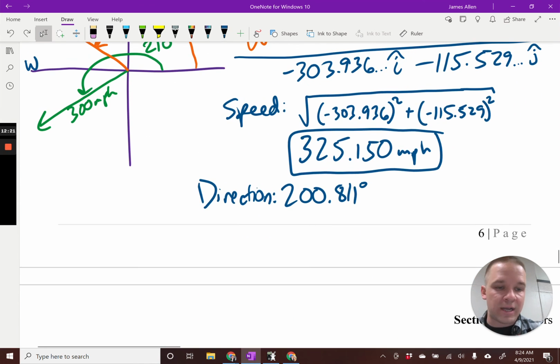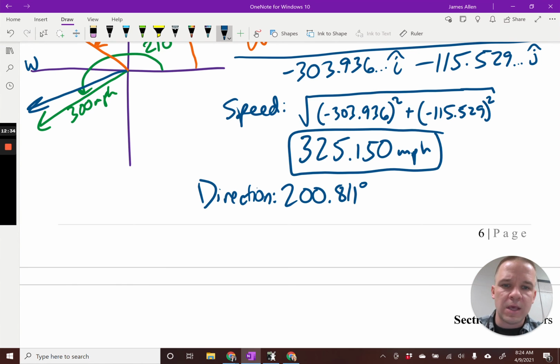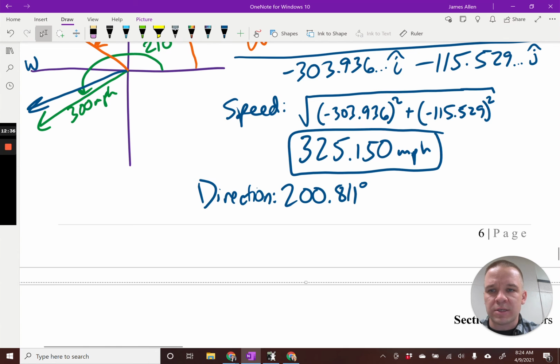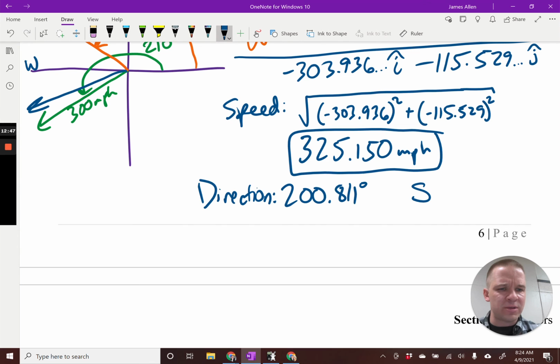So if that's my direction as far as a trig value goes, could we write that as a compass direction, right? So we're heading, so that's like right here. That's my resultant vector, right? We said that was 20 degrees off of this guy, right? Okay. So when we're talking about compass directions, if we said south, how many degrees west, right? Because that's what we're doing there.